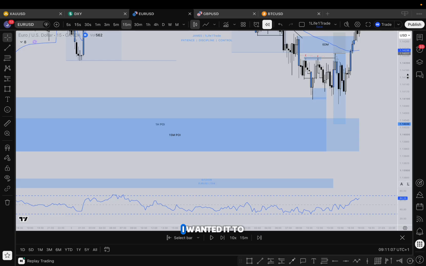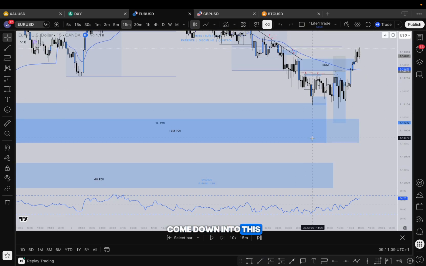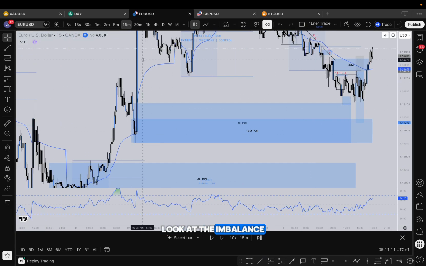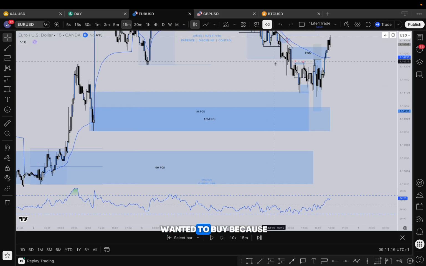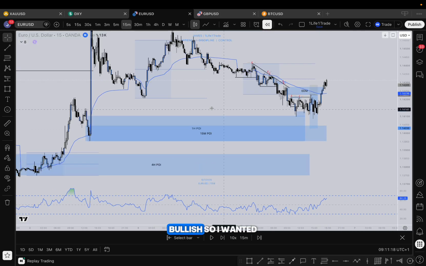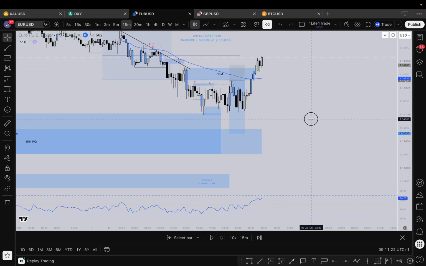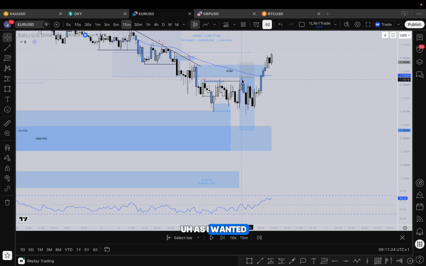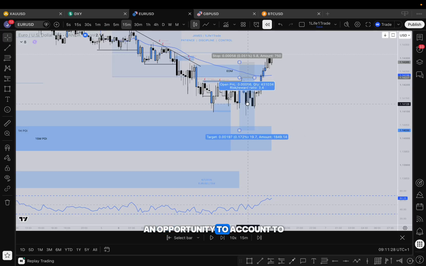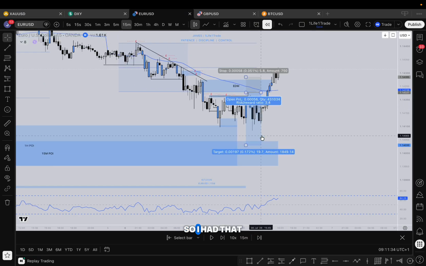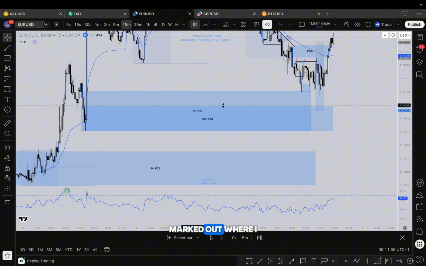One, I wanted it to come down into this area here anyway. Look at the imbalance. I wanted the rest of this to fill. Lots of imbalance. I wanted the buy because we are bullish. So I wanted it to come down here. So as an intraday, as I wanted it to come down, I thought there is an opportunity to take a counter trend trade of what I wanted and then take the buy from here. So I had that, and I had my areas marked out where I wanted it to stop.